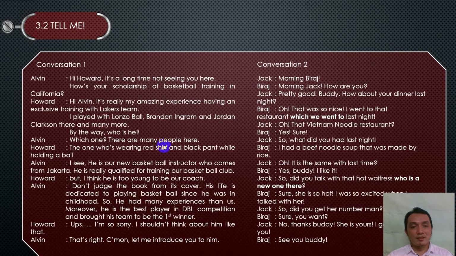Okay, now we start to analyze which is an adjective clause and which is a prepositional phrase. "Hi Howard, it is a long time not seeing you here. How's your scholarship of basketball training?" This is also a preposition, and then "with" is a preposition. This also is a preposition, and many prepositions are available here.